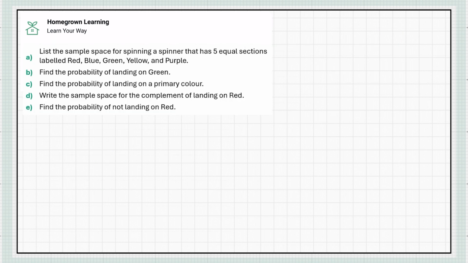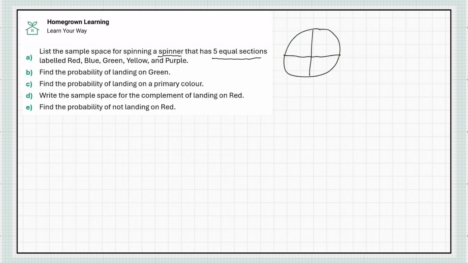Okay, so here's another one. In this particular question, we're going to be looking at a spinner. And if you don't know what a spinner is, think Wheel of Fortune. All it is is a circle or a wheel that is divided up equally into different parts. Now for our one, it's divided up into 5 equal sections.